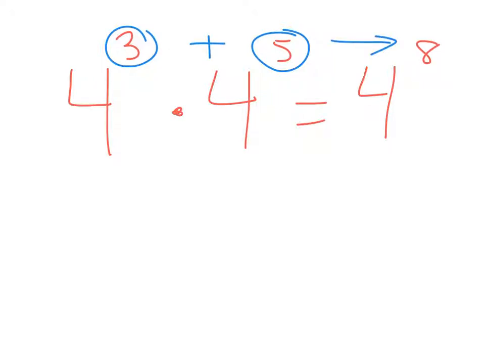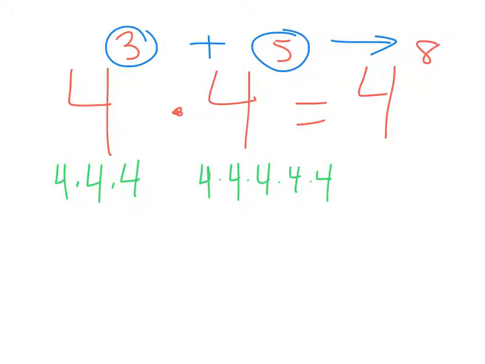A way to think about that and why that works is because it's multiplying. Remember what exponents represent. Exponents represent a multiplication problem. 4 to the third power is 4 times 4 times 4. Whereas 4 to the fifth power is 4 times 4 times 4 times 4 times 4. Sorry, I had to write that real quickly there.